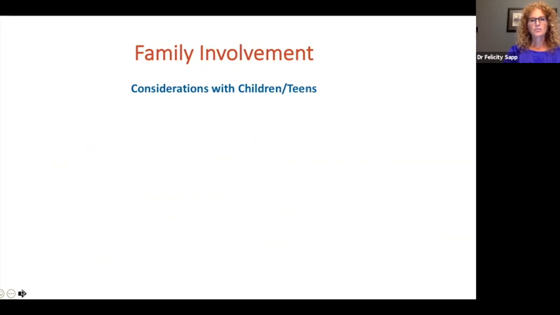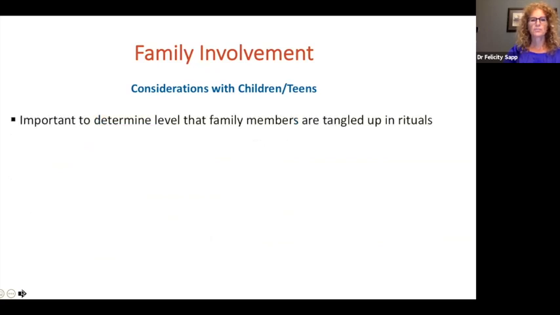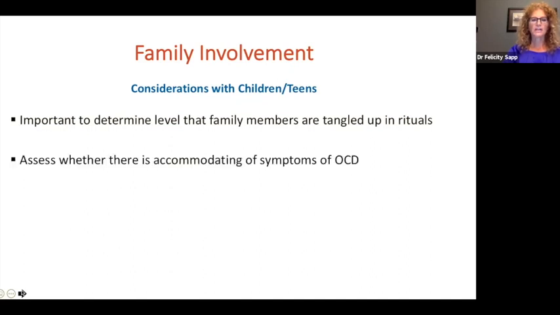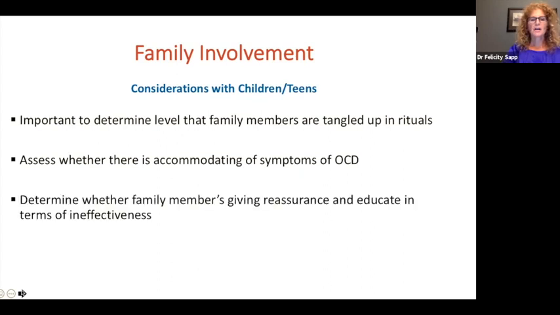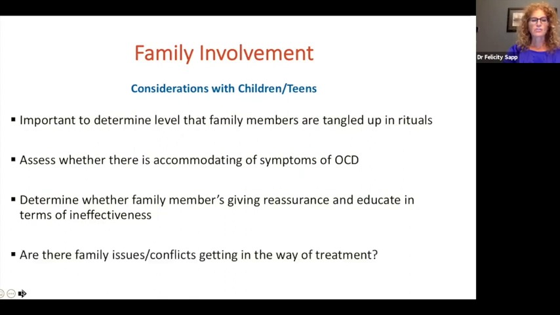Now, I'm not going to go into a lot of depth here on family involvement. Dr. Andrea Bliss will be talking about this in a later webinar, but there are some important considerations. First of all, we want to look at how much the family member is being tangled up in the rituals. We know that OCD does not affect just the child, it affects the whole family. So we need to look at whether there are behaviors being accommodated, such as reassurance, and talk to them about what that's like and the education around it. And finally, are there any family issues or conflicts outside of OCD that could be getting in the way of treatment and may need to be addressed?